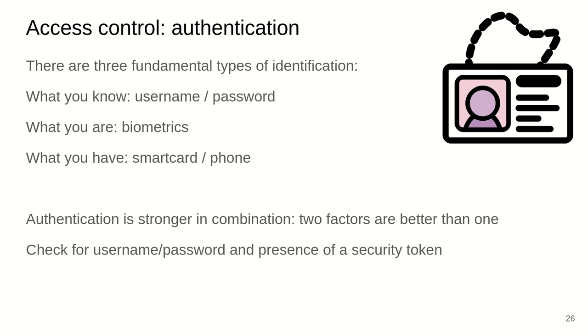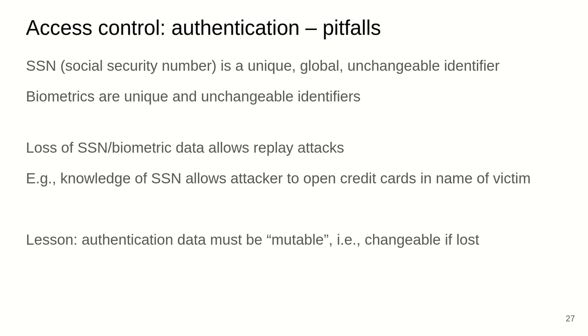Some of the pitfalls that we have to look into is that not every secret is a good secret. So for example, a social security number, your retirement number, is a unique global unchangeable identifier. In most countries, this is somewhat of a secret, but if it leaks, it's very, very hard or next to impossible to change.